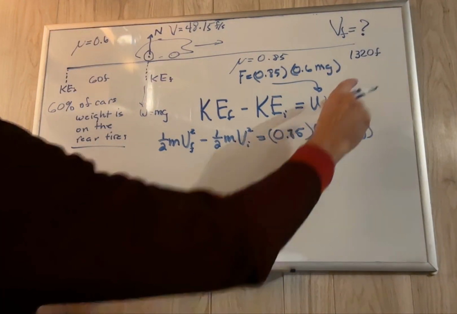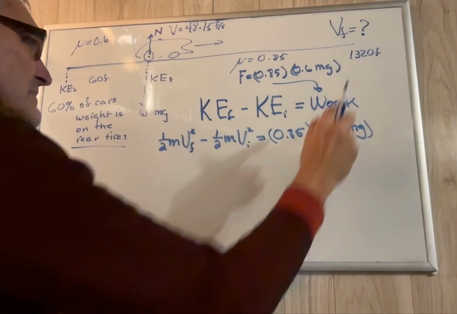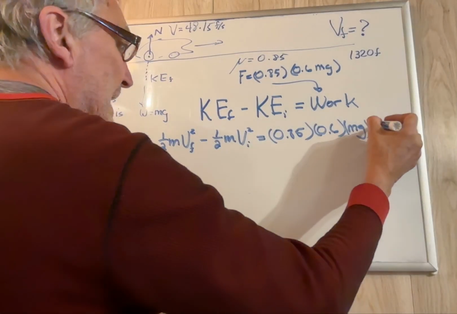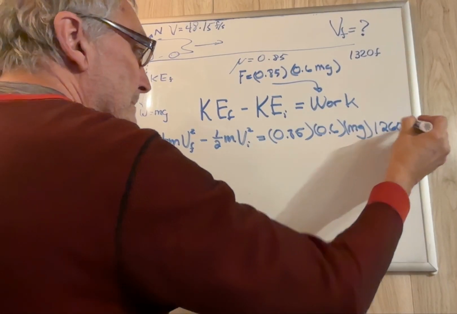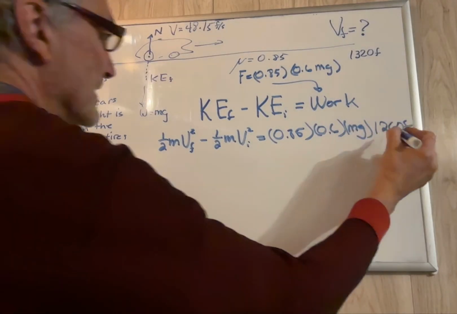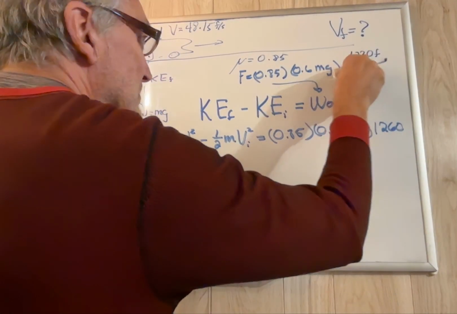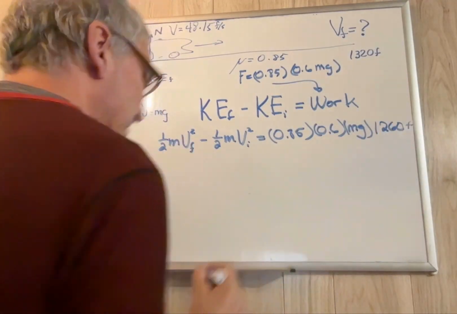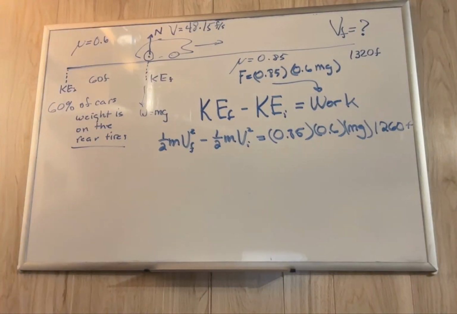Okay, so now the distance isn't 1320, it's 1320 minus 60, which comes to 1260. So now my distance is 1260 feet. Okay, this is really important. This is easy to forget, to realize that you're not talking about the total distance here, you're talking about that minus 60. So you're subtracting out 60 feet from there.